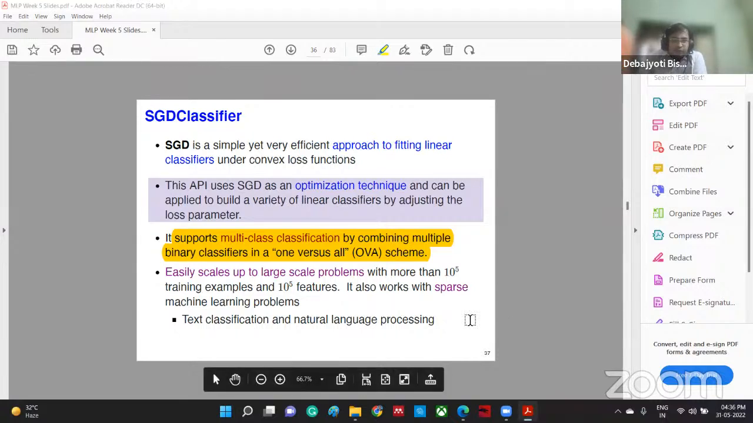SGD classifier also works with sparse matrices and sparse machine learning problems. And the general application areas are NLP and so on. Okay.